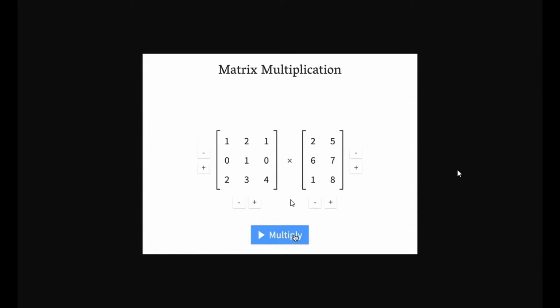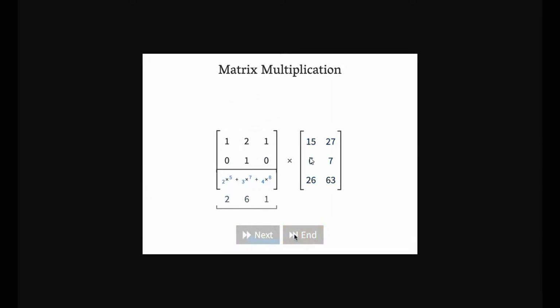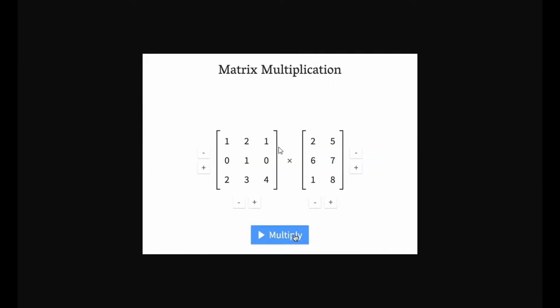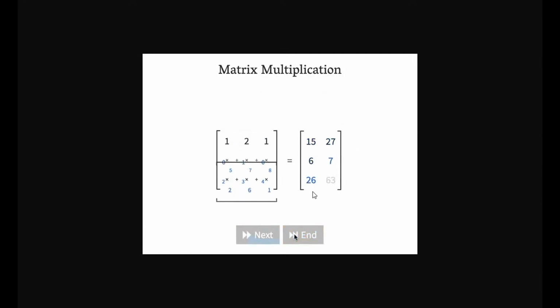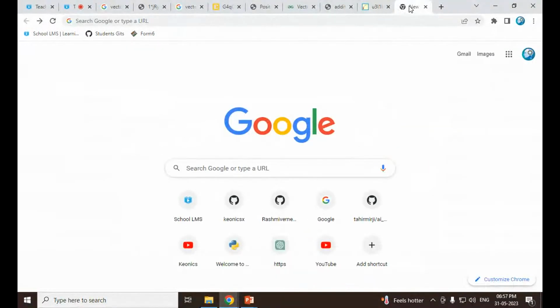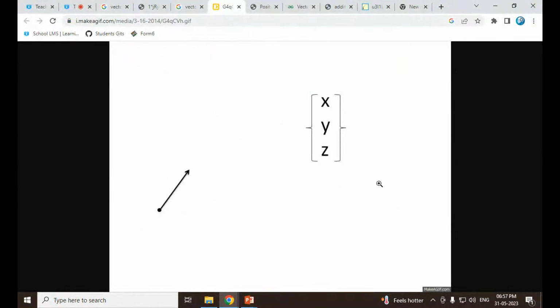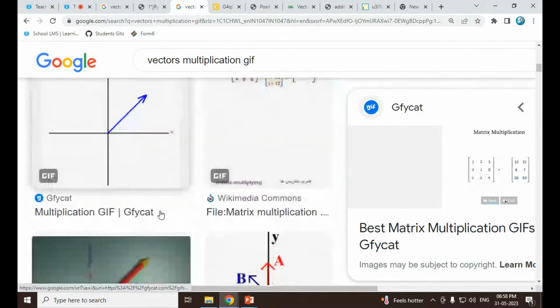They are making it very fast. I think you are not able to observe. This column they are trying to multiply with all of them one time. So where is that? Another one. Okay.